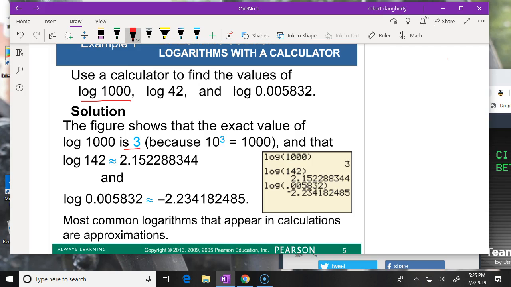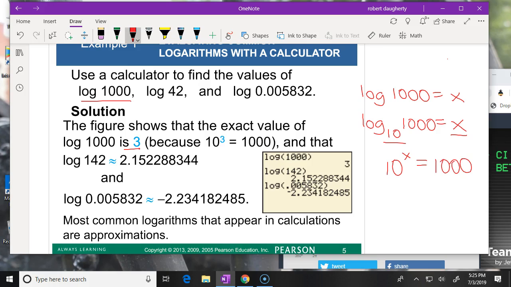Now you should have known that. If I'm trying to figure out the log of 1,000, what is the base? This means log base 10 of 1,000 equals x, because it's a common logarithm. How do I convert a logarithm to exponent form? This is my base, this is my exponent. So what power do I have to raise 10 to so that I get 1,000? That's 10 times 10 times 10. So x is equal to 3. My calculator was able to figure that out exactly, okay?